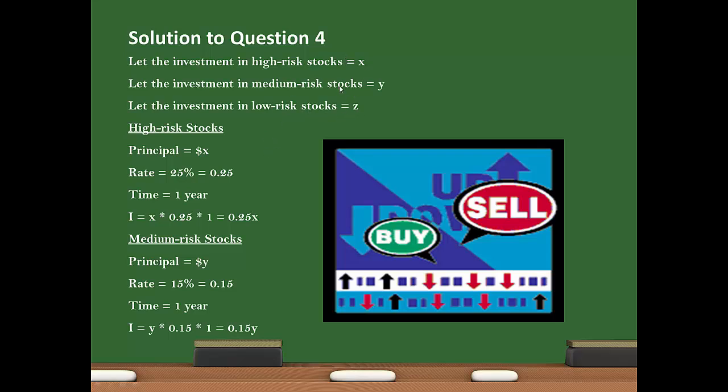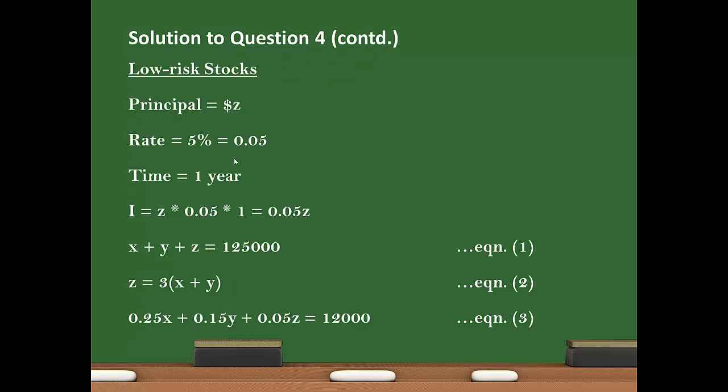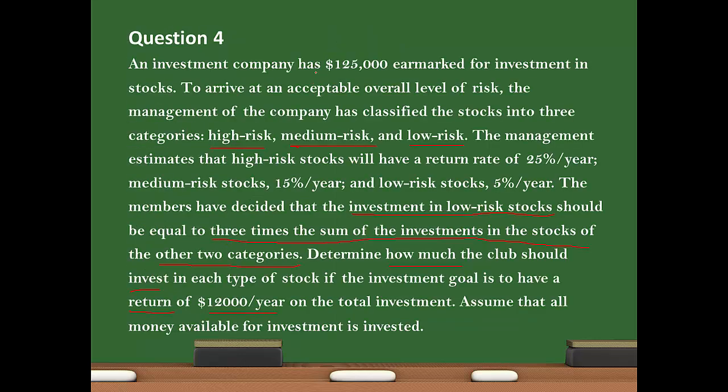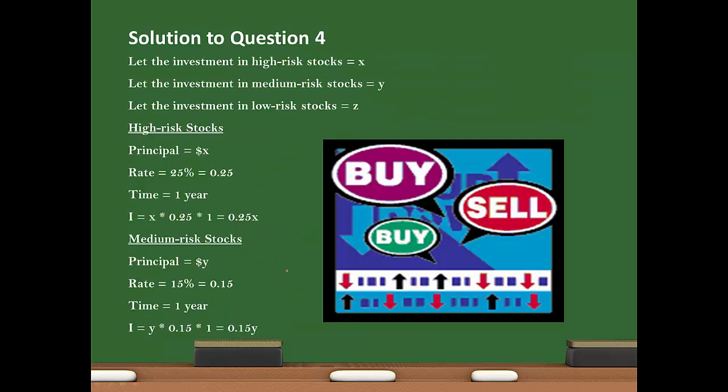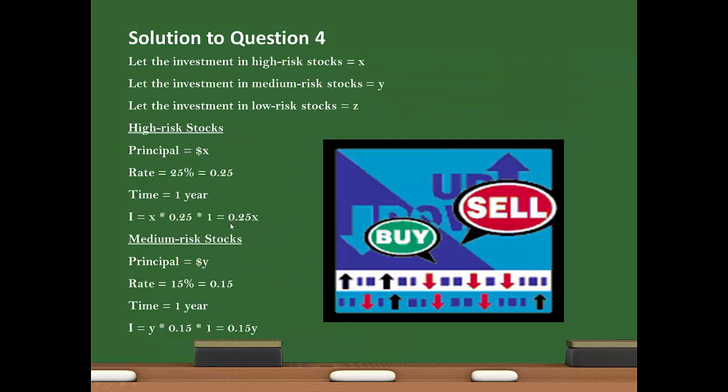So of course, x plus y plus z will give us 125,000. That's equation 1, because they told us he has this money to invest. Now we have to find the interest on each of them. High risk stocks, we find the interest, or return. That's what they mean. If they say return or interest or dividends, it's the same thing.